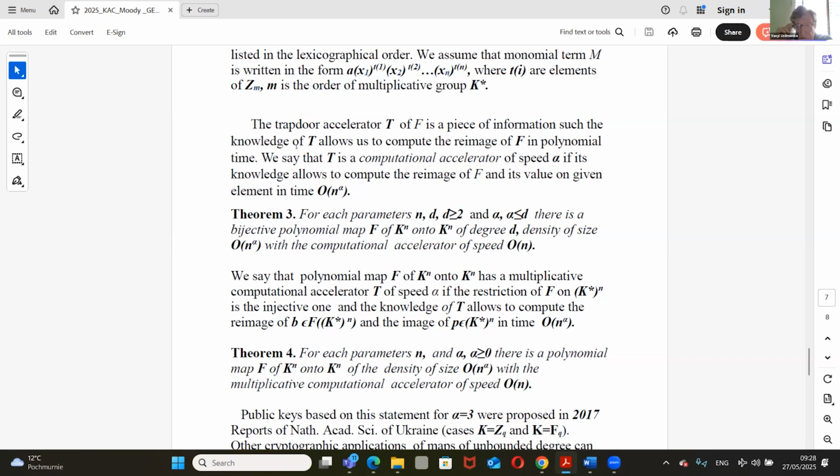So what we have here, if we have a multivariate map F given by a system of polynomials, then computation of the reimage is an NP-hard task, and even more, it has sub-exponential complexity. Because you know that, for instance, the method using Gröbner bases looks very nice, but it has computational complexity which is sub-exponential. So the same complexity as the old Gauss elimination method.